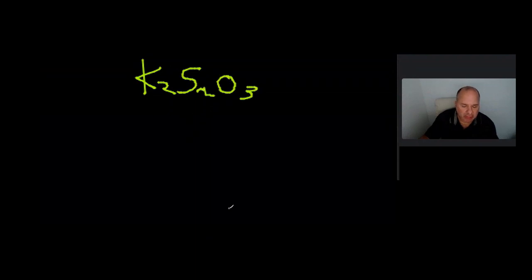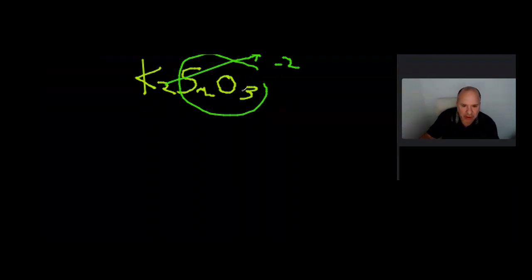K2S2O3. Okay, so we have a metal here, and this is a polyatomic group, which are nonmetals. So basically, what you could do, if you want, you can just bring this 2 up this way. This whole thing will have a -2. The one on the right, it's not +2, because the polyatomic group in this case is going to have a -2 because it's on the right in this formula for the compound, or molecule.